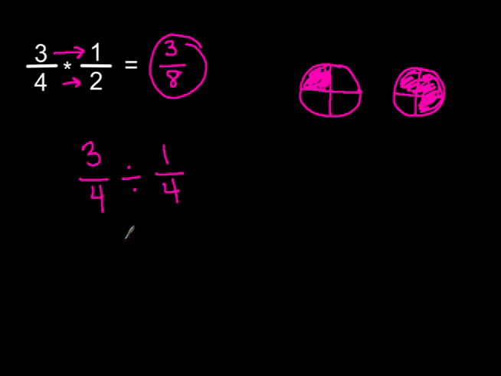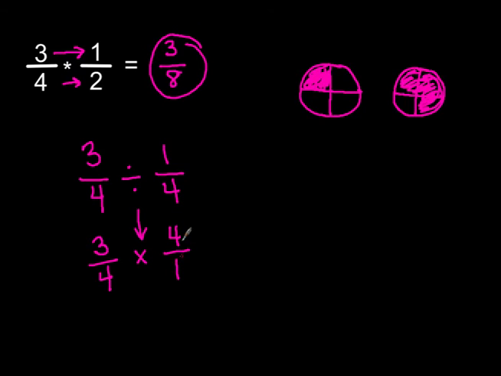Now, in order to do this problem, the first thing we're going to do is start to rewrite it. We're going to take the first fraction and just write it again, 3/4. Now, the sign. We don't really like division when we're doing fractions. We're actually only going to use multiplication. So when we rewrite the sign, we're going to rewrite it as multiplication. The next thing we're going to do is take the last fraction and flip it on its ends so that the denominator becomes the numerator and the numerator becomes the denominator.